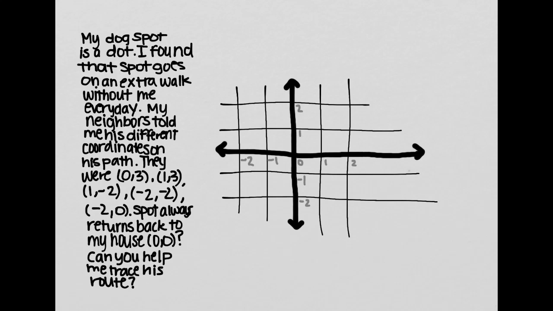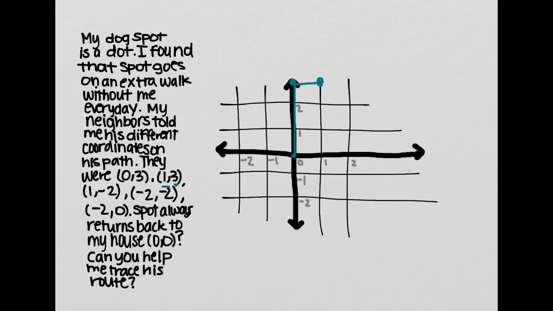Okay. Well, let's start. So he starts at my house, so that means that his first coordinate is 0, 0. Okay. And then he goes to 0, 3. So 0, 3, which is right there, right? And then he goes to 1, 3. So we have 1 in this axis, and then 3 all the way up there. So he goes right here. And we can draw a line as we go, okay?